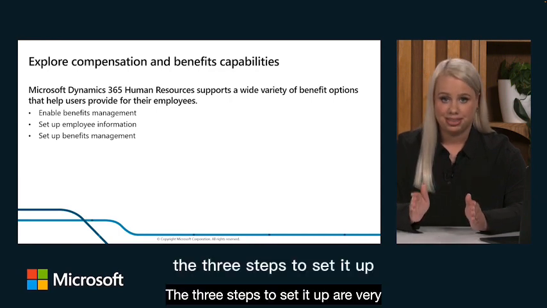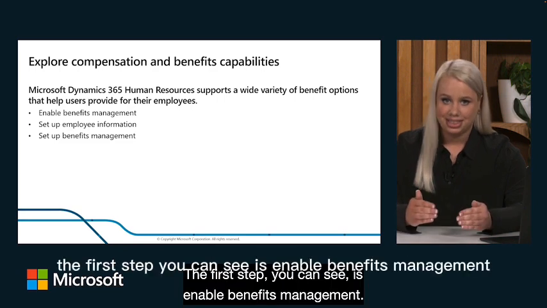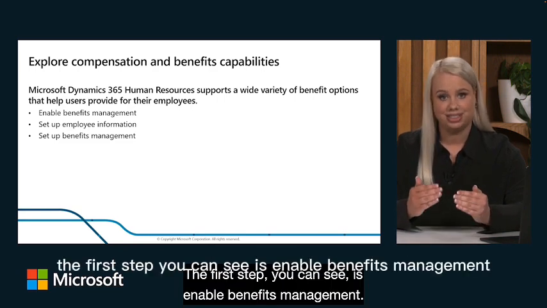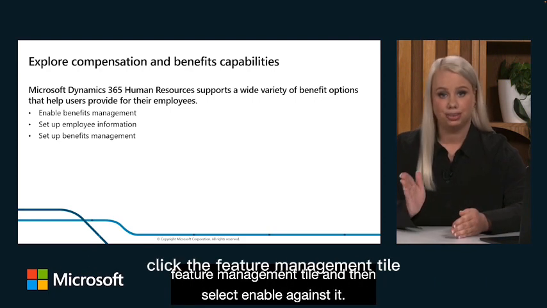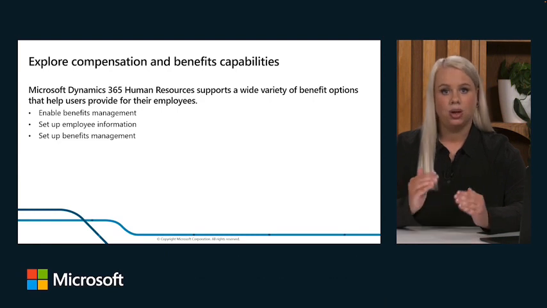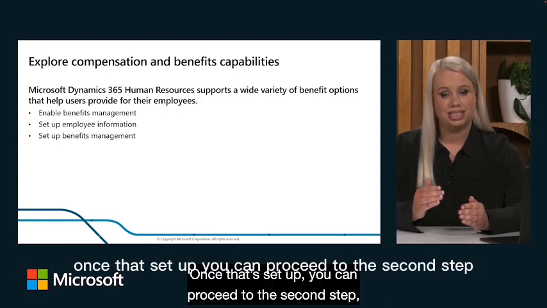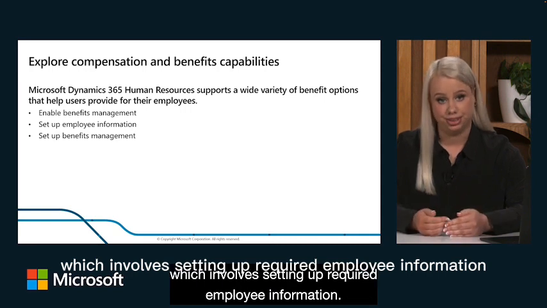The 3 steps to set it up are very briefly touched on in the slide. The first step you can see is Enable Benefits Management. So you go to the System Administration, click the Feature Management tile, and then select Enable against it. Once that's set up, you can proceed to the second step, which involves setting up required employee information.